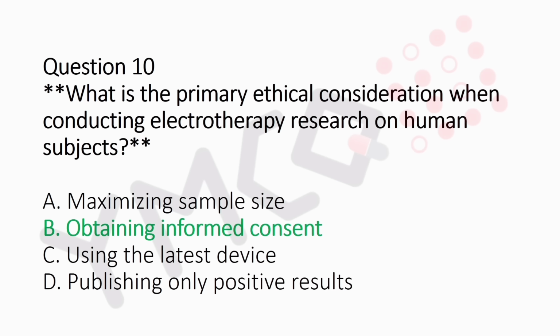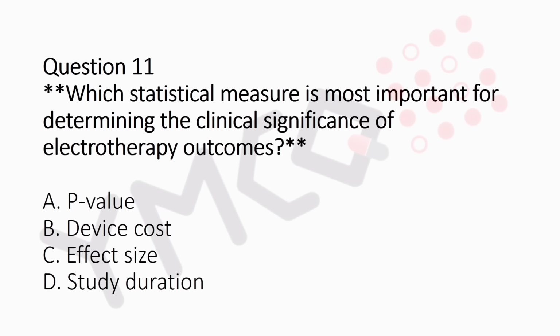Now let's move to question number 11. Which statistical measure is the most important for determining the clinical significance of electrotherapy outcome? Option A, p-value. Option B, device cost. Option C, effect size. Option D, study duration. And the answer is option C, effect size.